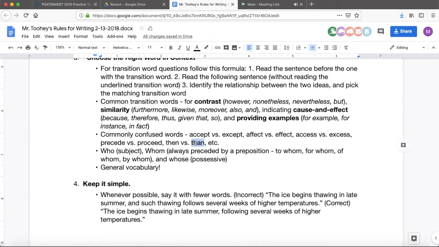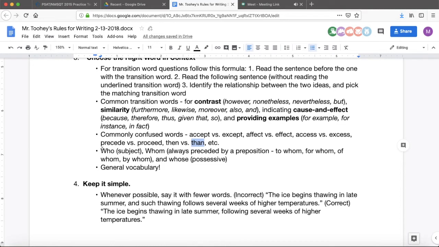And than with an A, that's for comparison. The word comparison has that A in it. So than with an A is comparison. Then with an E is sequence. Any questions about those two? Nope. And that's about it. Those are the main ones I've seen on the SAT.